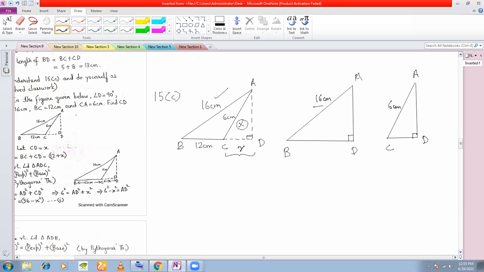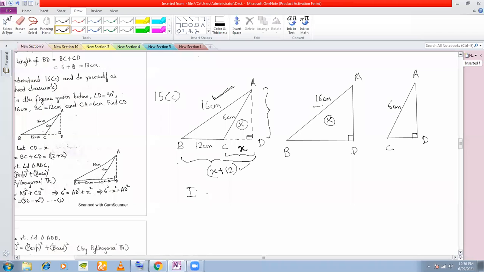Now if I consider this length to be X, then if I consider the bigger right angle triangle, this is my hypotenuse. Which one is my base? Total length of the base is X plus 12, right? That means if I know the hypotenuse and the base, I can find out the perpendicular, right? So let us find out the perpendicular.